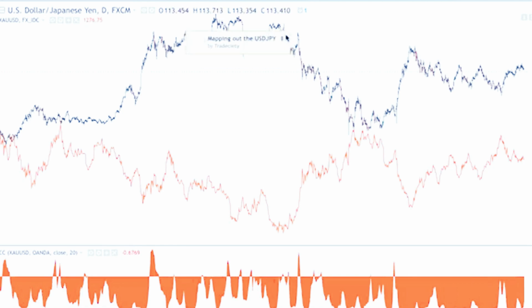So here, let's say we see that the US dollar and the Japanese yen are going down significantly. For whatever reason, it does not matter yet, but here you can see it's going down. At the same time here, gold is going up, so you can see the very nice relationship here.